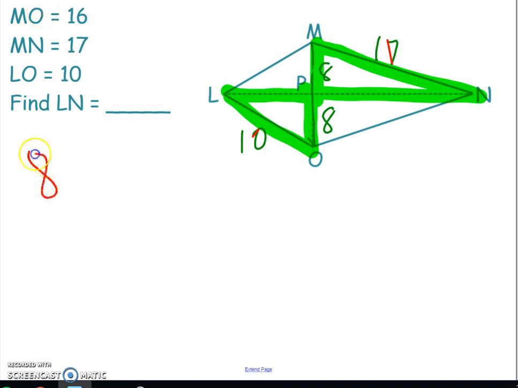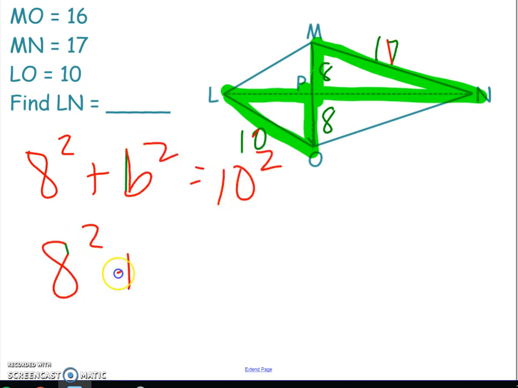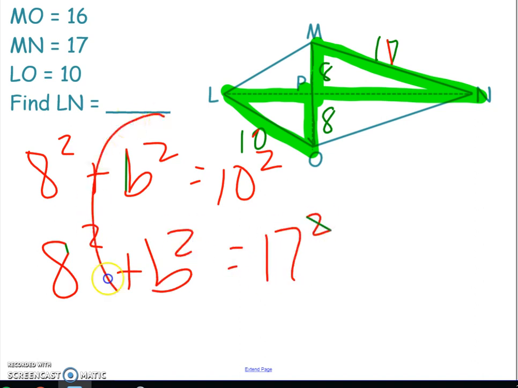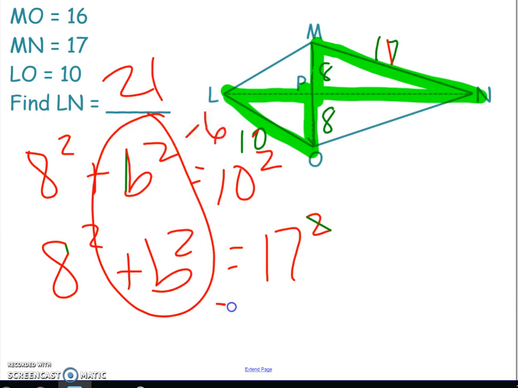So we have 8 squared plus b squared equals 10 squared, and then we have 8 squared plus b squared equals 17 squared. And then solve for both of those and add them together, and you get 21. This one should be 6 and this one should be 15, just in case.